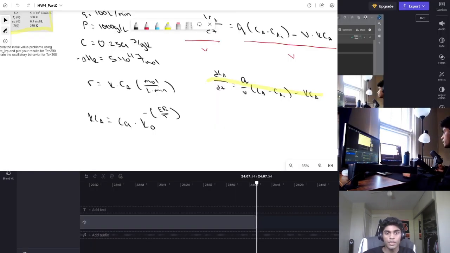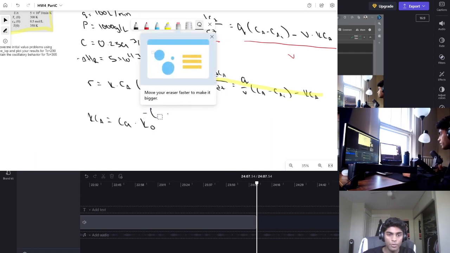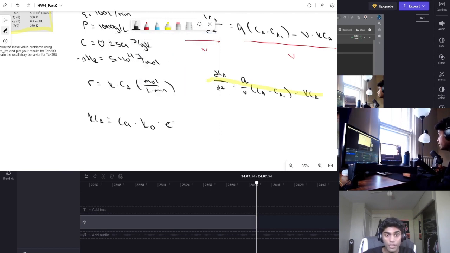Couple little corrections, actually. This isn't entirely wrong, but I'll just rewrite it. This is times e to the negative E over R T. So we're going to use that np.exp.